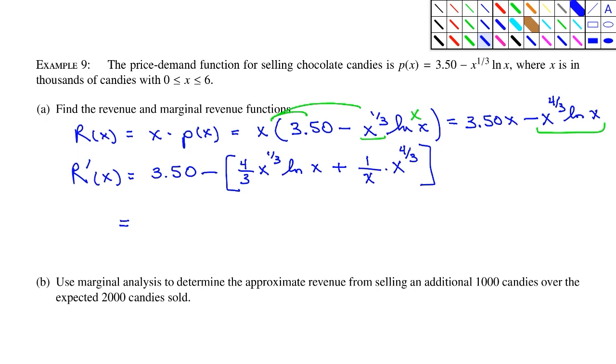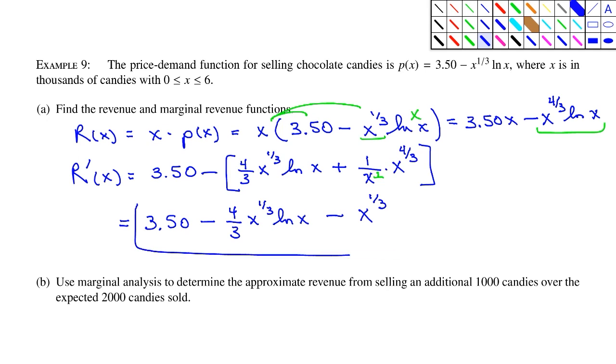And now we simplify. So this is 3.50 minus 4/3 x to the 1/3 natural log of x. And next we distribute the negative, and we want to simplify the 1 over x and x to the 4/3 power. So recall that this is still x to the 1 power in the bottom, and you subtract the exponents. 4/3 minus 1 is 1/3. That goes on the top, so it is x to the 1/3 power. And there's no need to factor that one because nothing will factor from all three parts.